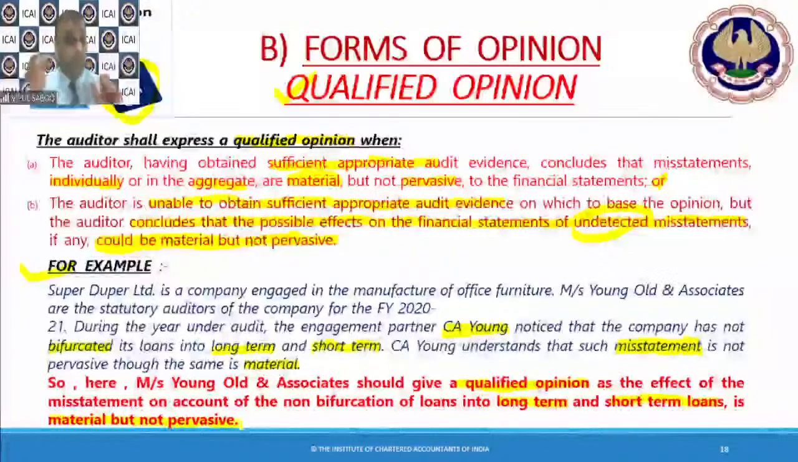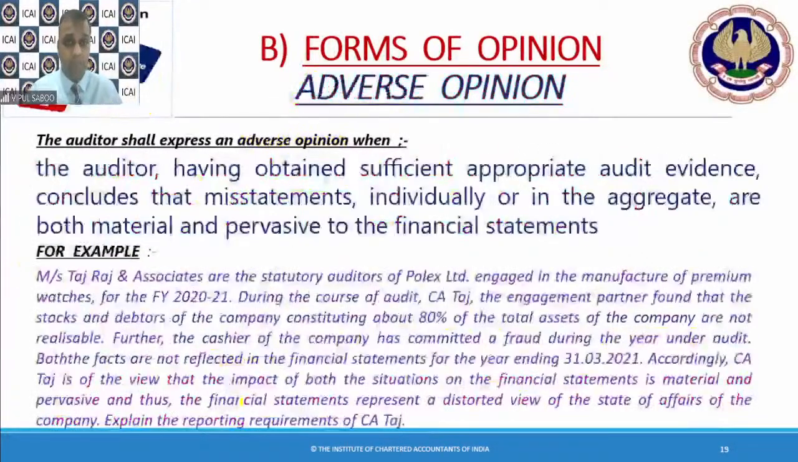Now, we have to take care of that. We have to understand what is material and what is pervasive, and where they are both present. If the misstatement is pervasive, it will fall into adverse. So this was a case of qualified opinion. I hope it is clear with this example. Let's move to adverse opinion.